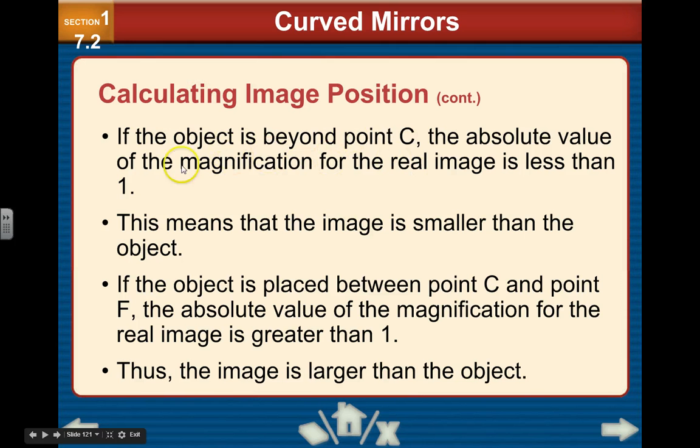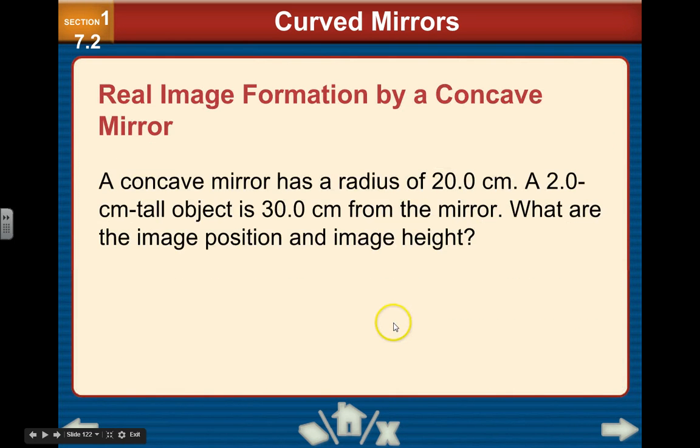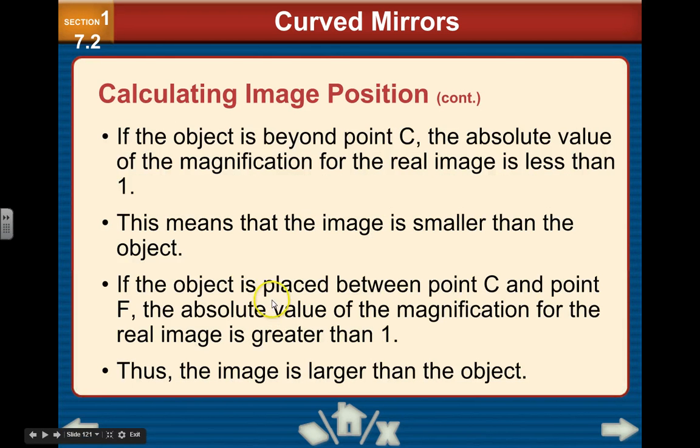Now, when we're calculating the image, there are some things that we have to take into account. Are we behind the center point of the arc? If we are, then the absolute value of the magnification of the real image is less than 1. In other words, we're going to get a smaller image. This means that the image is smaller than the object. If the object is placed between the center point and the focal point, the absolute value of the magnification of the real image is greater than 1. In other words, the image is going to be larger. Okay, so we're going to take that into account when we look at these images.